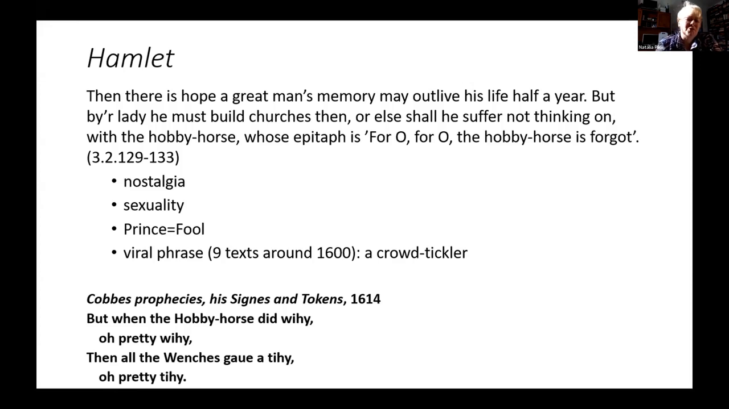"For the hobby horse is forgot" appears in 9 different texts around 1600, and most scholars said formally that it is the line from a lost ballad. But I try to prove in my book that it's not a line from a lost old ballad, but it must have been a dance song associated with the Morris dance. It was a very, very popular line that appears not only in Hamlet, but also in Kemp's Nine Days Wonder and in other texts of the age. So it was a kind of viral phrase of the time, a crowd tickler when Hamlet was first produced.